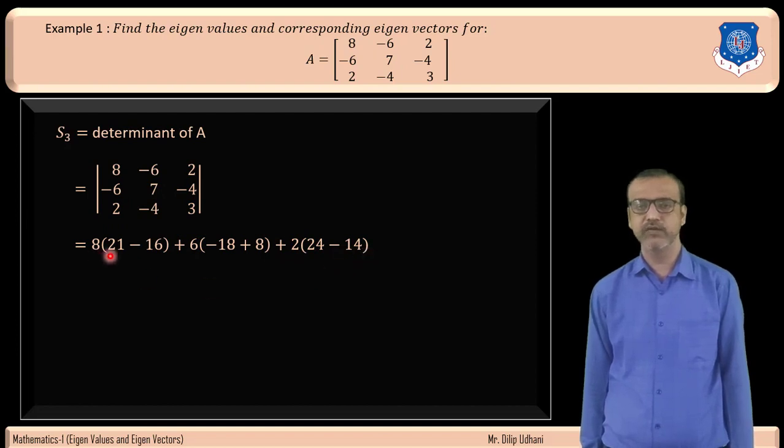21 minus 16 is 5. 5 into 8 is 40. Minus 18 plus 8 is minus 10, and into 6, that is minus 60. 24 minus 14, that is 10. 10 into 2, that is 20. And 40 plus 20 will be 60, and 60 minus 60 is 0. So the determinant is s3, and its value is 0.